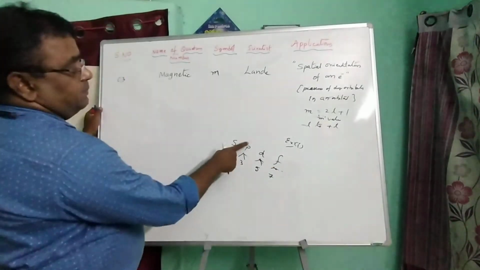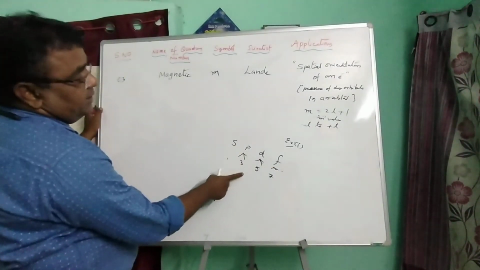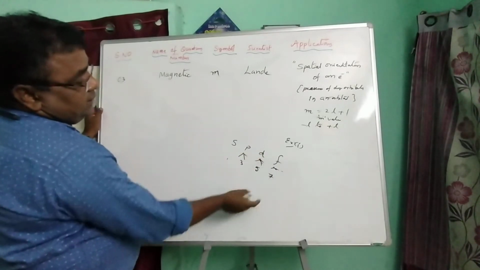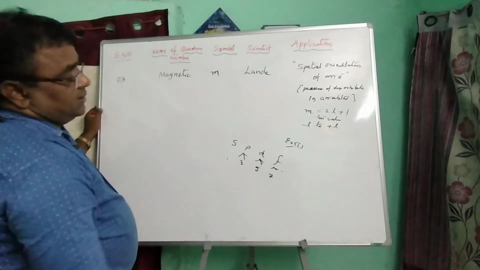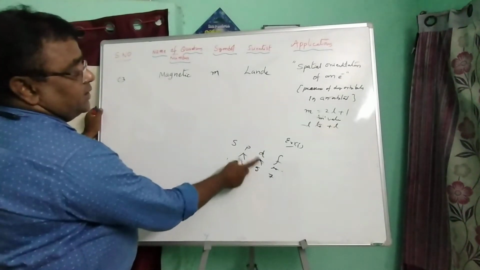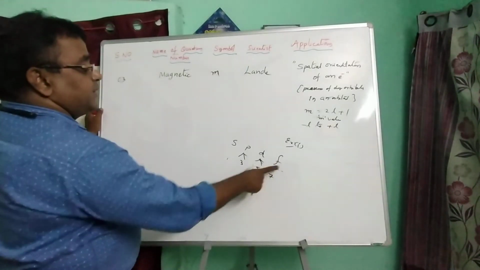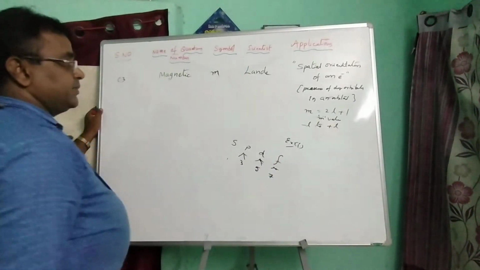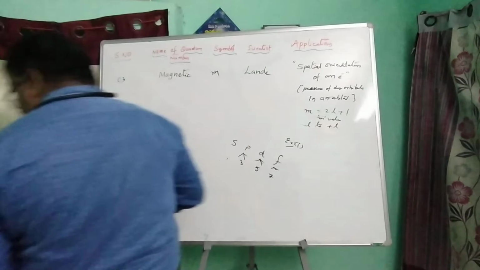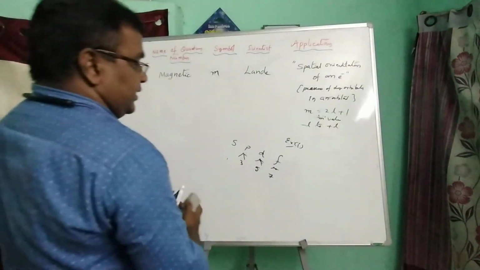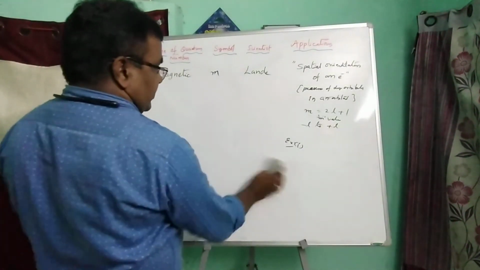Why does the p orbital split as 3 suborbitals? Why is the d orbital classified as 5 suborbitals? Why does the f orbital split as 7 degenerate orbitals? It is known as spatial orientation. We explain it one by one by example.